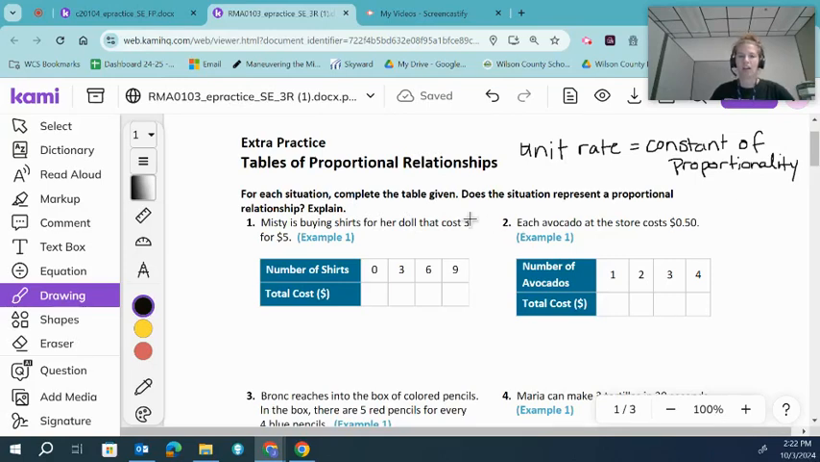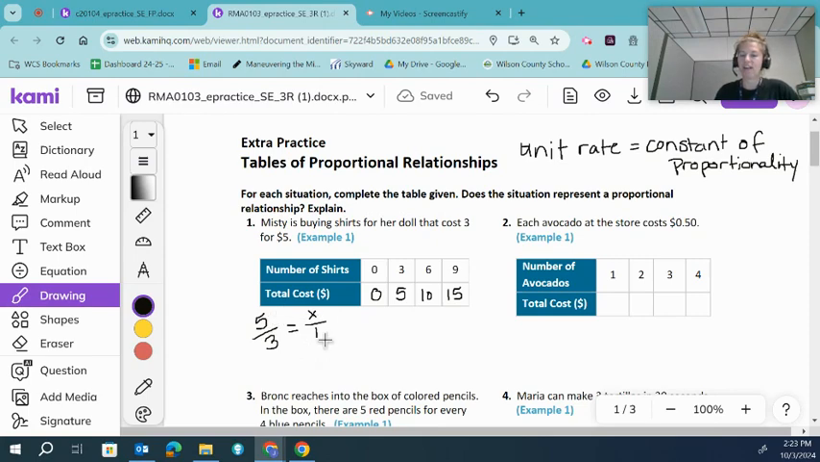Okay, so if we are taking a look at these situations here, Misty is buying shirts for her doll that cost three for $5. So three shirts are $5. And we know how to fill out these tables by now. So when we are using these tables to find that constant of proportionality or that unit rate, we're going to find cost per shirt. Okay, well, it's $5 for three shirts. So how much money is it for one shirt?